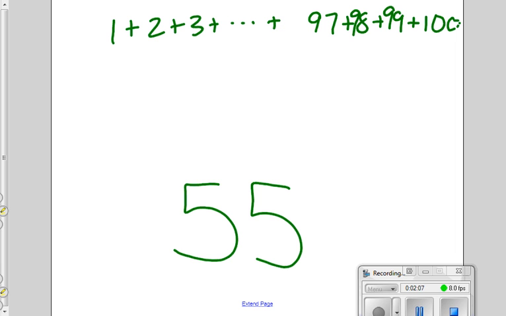Now, even if I let you use your calculator and you did 1 plus 2 is 3, and then 3 plus 3 is 4, that would take a long time. Did I say 3 plus 3 is 4? 3 plus 3 is 6. Oh, it's 550. 550 sounds too low. Yeah, 600 sounds too low. 5,050. 5,050 is correct. Really?